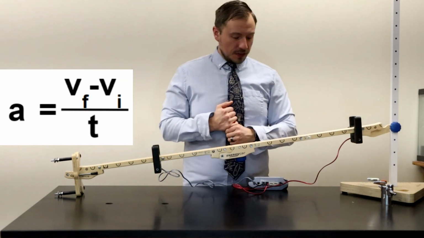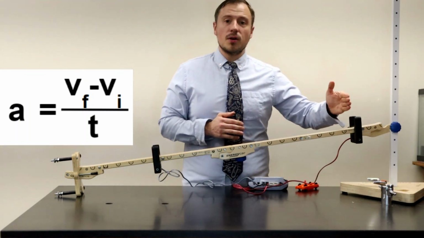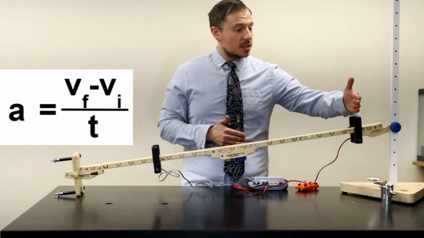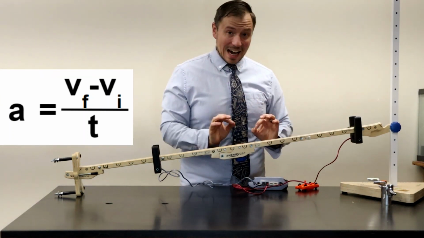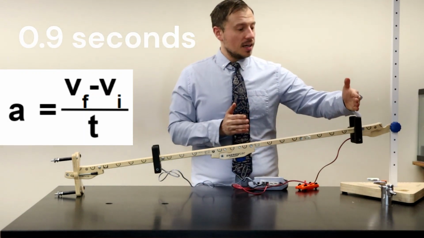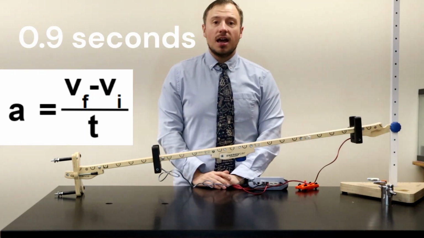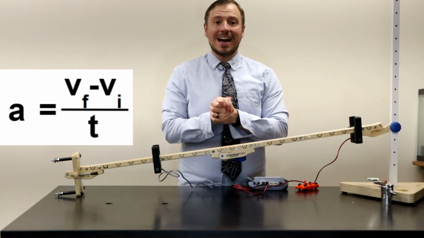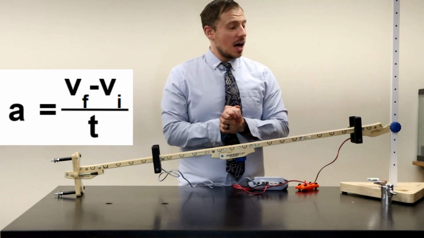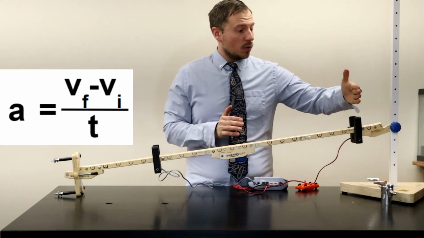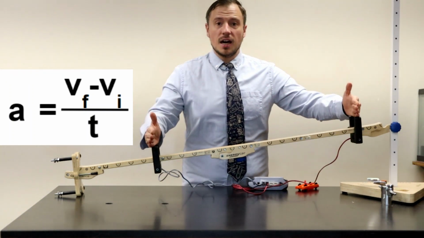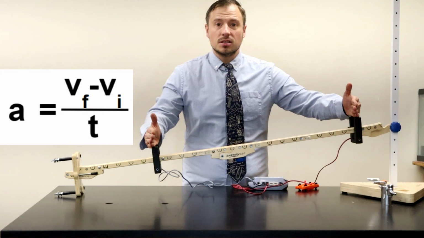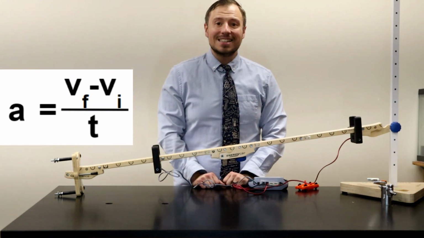So now instead of giving me the time it takes to get through the photo gate, it gave me the time to go from here to here, and it was 0.9 seconds. So using my equation to calculate acceleration, I'll be able to calculate, well, here's my initial velocity, here's my final velocity, and the time is 0.9 seconds. So once again, this is the acceleration lab.